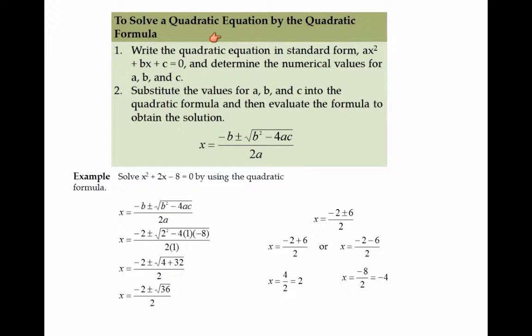To solve a quadratic equation by quadratic formula, we write the quadratic equation in standard form, which is ax squared plus bx plus c is equal to 0, and determine the numerical values of a, b, and c. Substitute the values for a, b, and c into quadratic formula, and then evaluate the formula to obtain the solution. So we need to memorize this formula then. If you haven't already, make sure to write it down, and you have a question in the back.